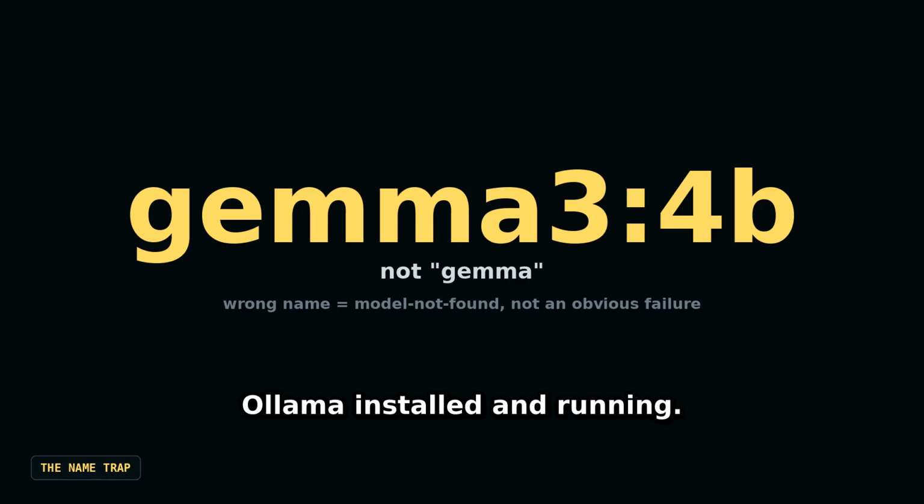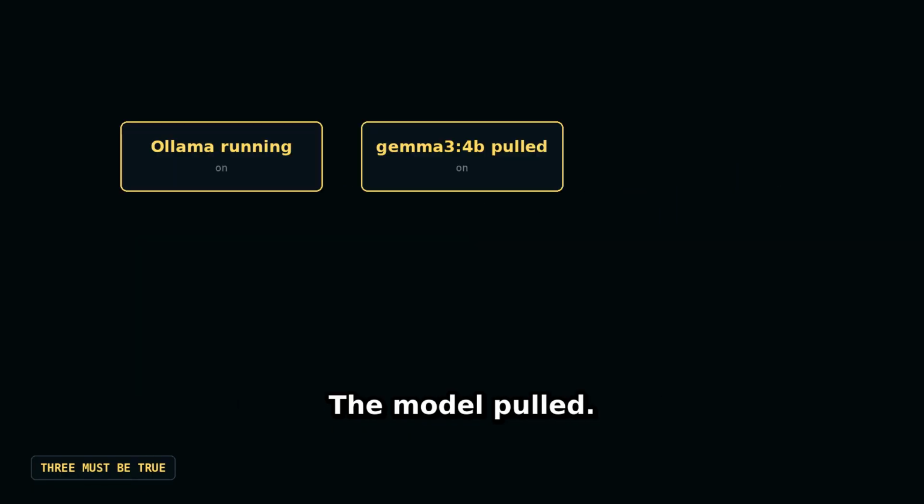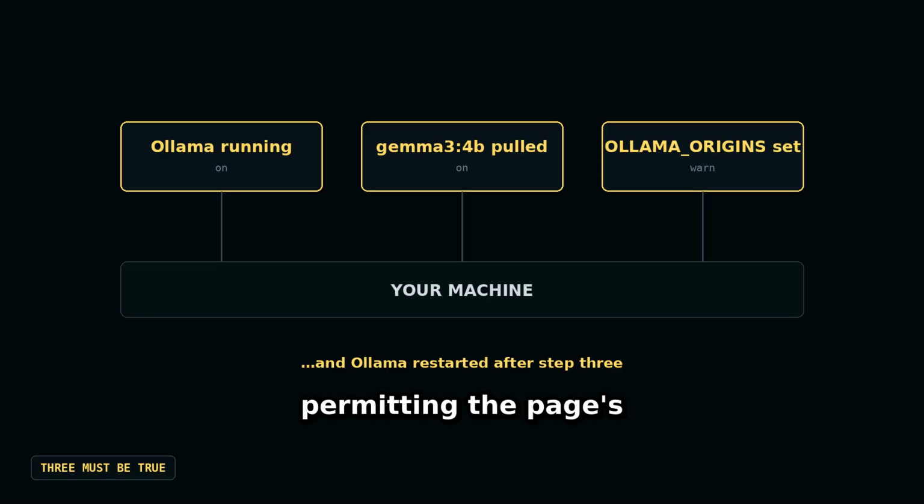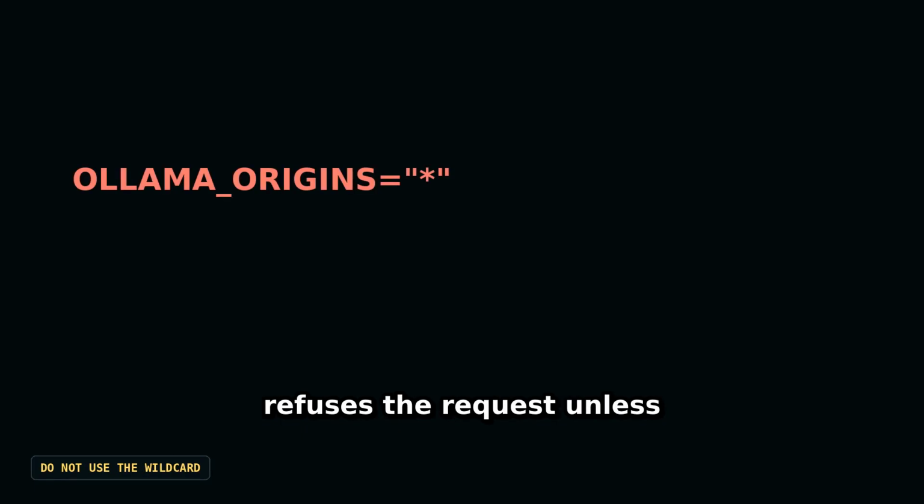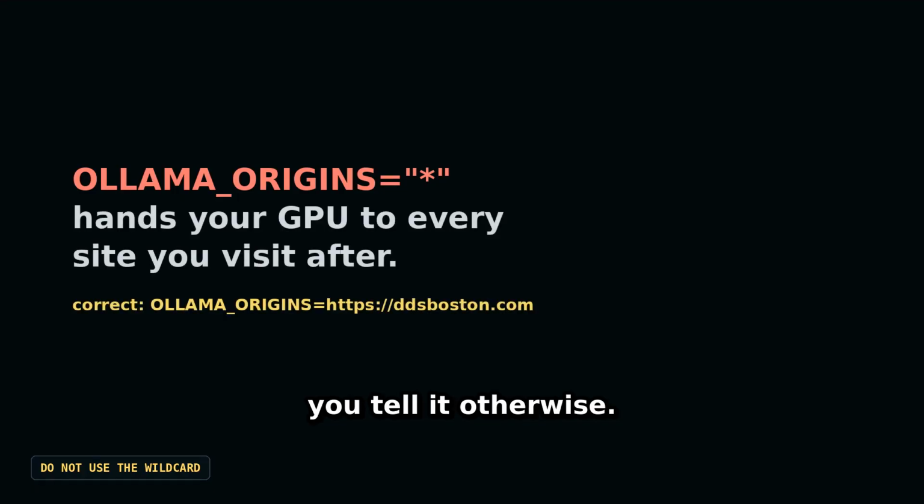3 things have to be true before the browser gets a single token back. Ollama installed and running, the model pulled, and the origins variable permitting the page's origin with Ollama restarted afterward. That 3rd one is the one nobody teaches because it stays invisible until something actually needs it. A page served over HTTPS is a different origin from your local machine, so Ollama refuses the request unless you tell it otherwise.